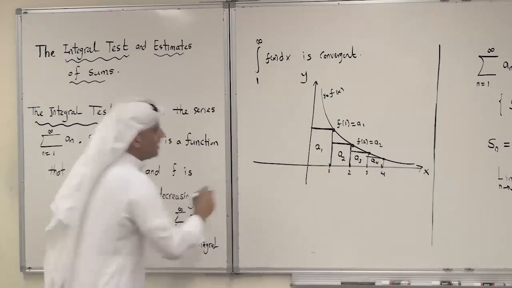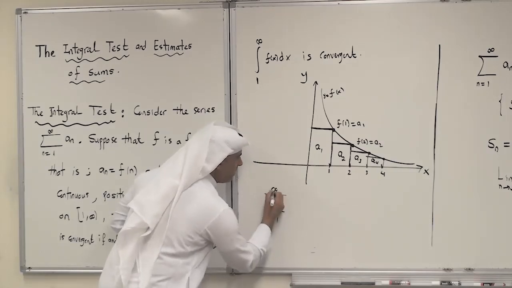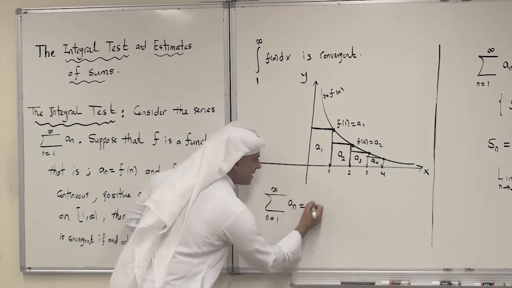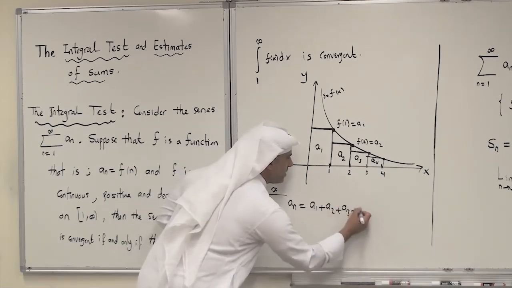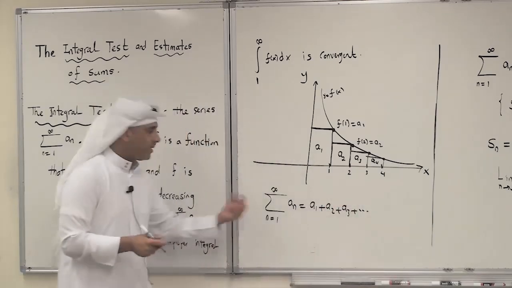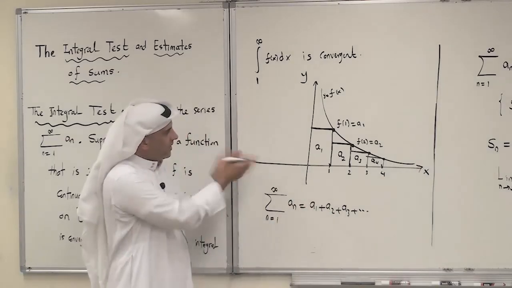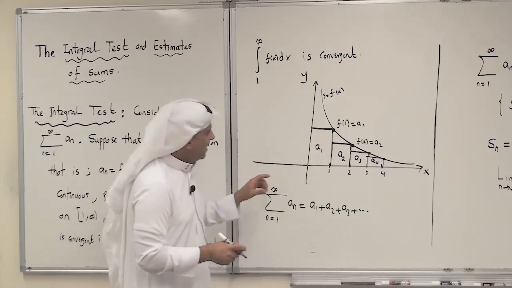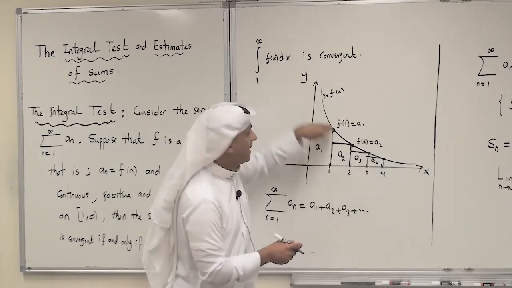What is our target here? Our target is to find the sum from n equal to 1 up to infinity of an, that is the sum of A1 plus A2 plus A3 plus etc. And we are interested in this sum. Is it finite or not finite? If you look carefully at the graph here, you can easily see that the sum of these areas will be less than the integral.